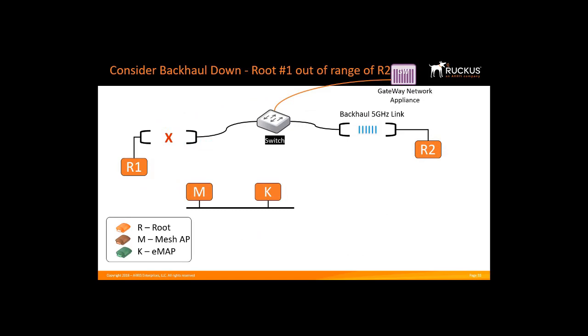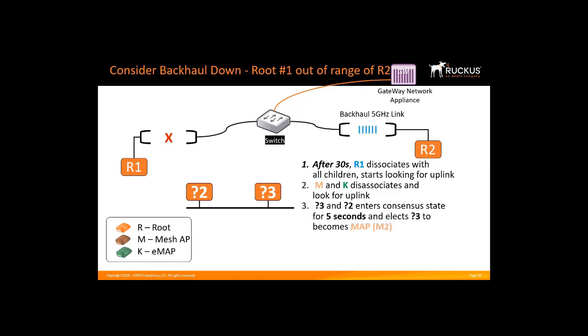Let's review another example where we can see what happens with the consensus protocol. Here, we have a situation where we have two root APs and two meshing APs. The two meshing APs are the two non-root APs connected with an Ethernet interface, and therefore resolve path connections using the consensus protocol. In this case, when the Ethernet link goes down and has been down for a 30-second interval, the root AP relinquishes all its connections. All of its children begin looking for a new uplink. The mesh AP, the MAP, and the EMAP disassociate and go through the consensus.